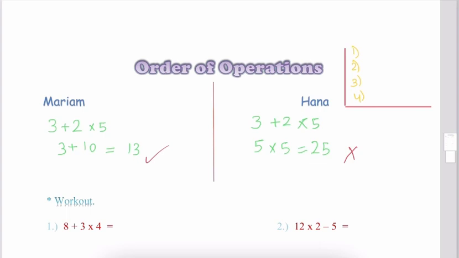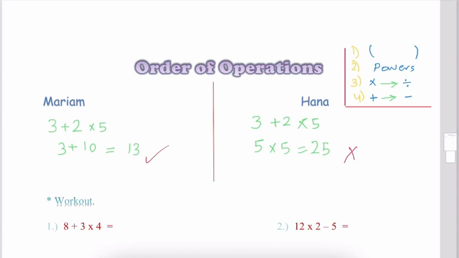Number 1, we need to start with brackets. If we have any operation inside the bracket, we have to perform it first. Number 2, we have to go with powers. Number 3, we have times and division. Number 4, we have plus and minus. But how can I choose which one to perform first? Multiply or divide, plus or minus? Actually, we have to move from left to right.